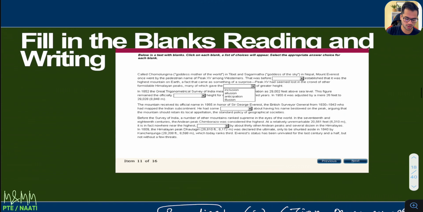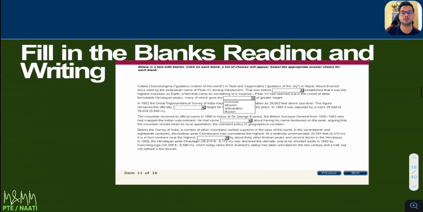First topic in that regard is fill in the blanks, reading and writing. Now, as the name says, fill in the blanks, reading and writing. So this is how the question will look in the real exam. You get a paragraph, something like this, and you have to fill in the blanks. That means you would be given certain blanks in there like these, and then your job is to fill in those blanks. Now it does say reading and writing.